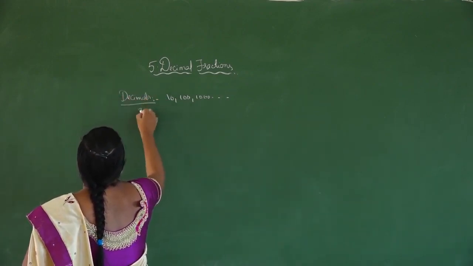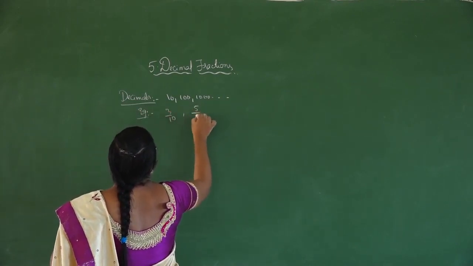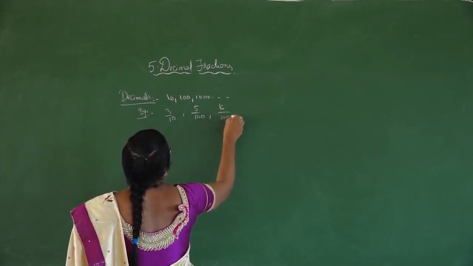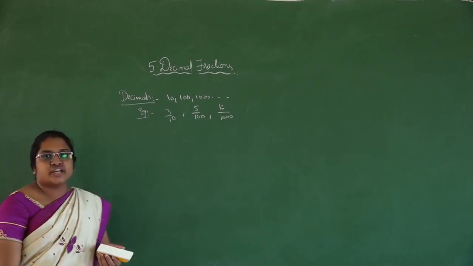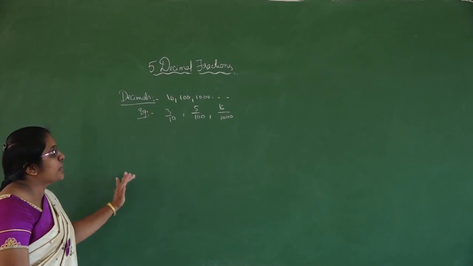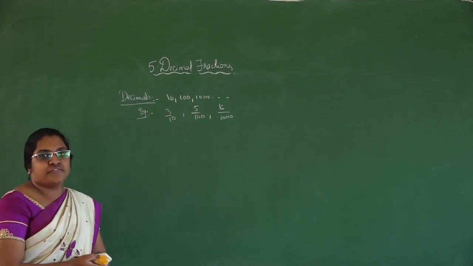For example, 3 by 10, 5 by 100, or 16 by 1000. All these are called decimal fractions. Decimal fractions means the fractions which have powers of 10 as denominators.